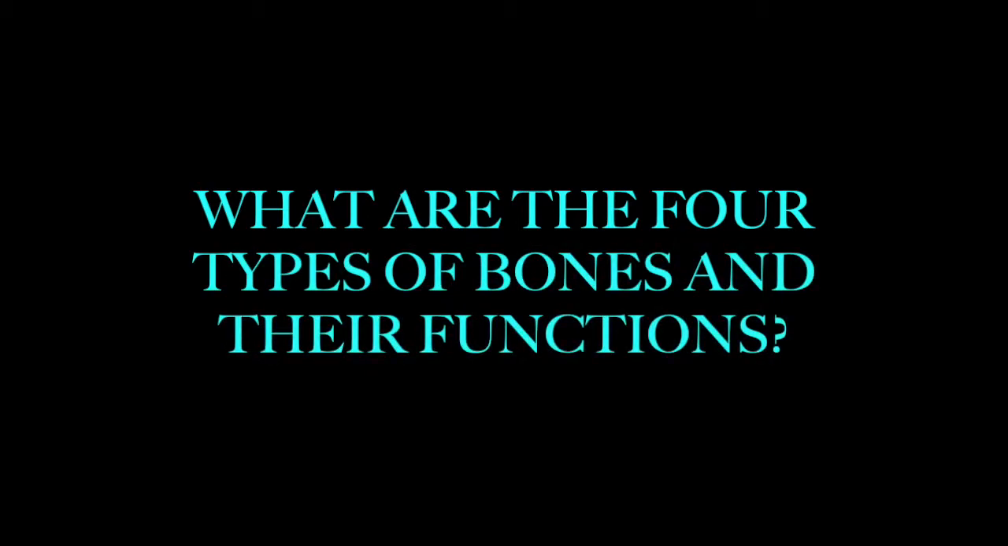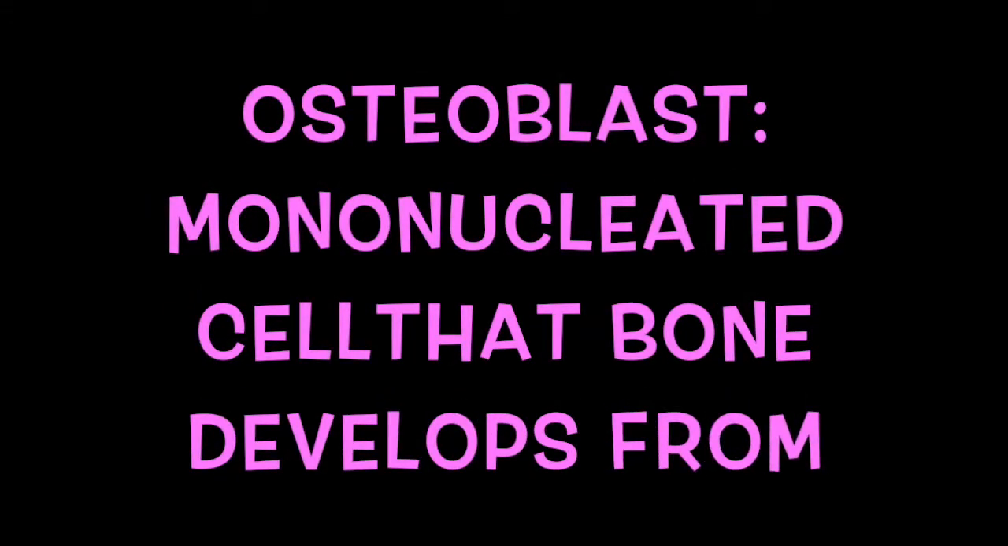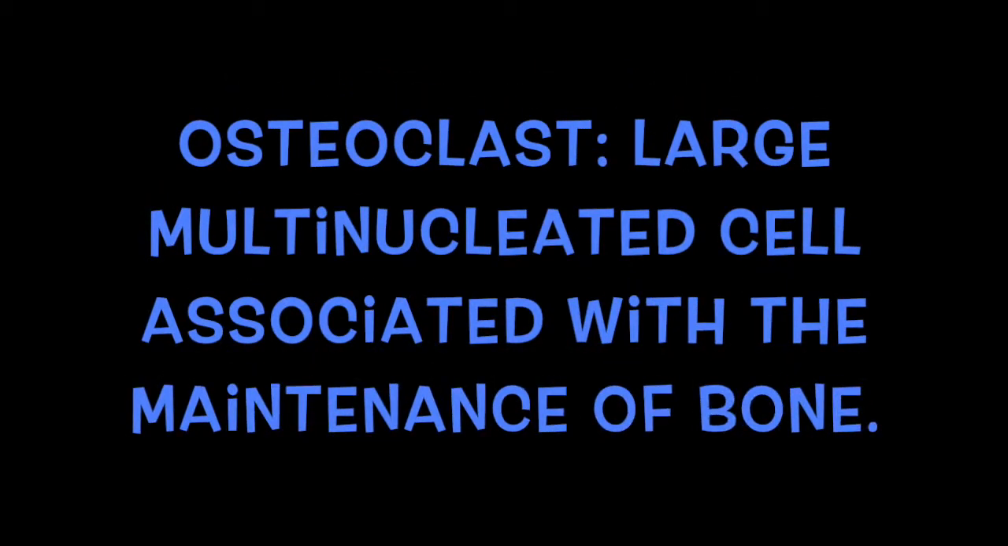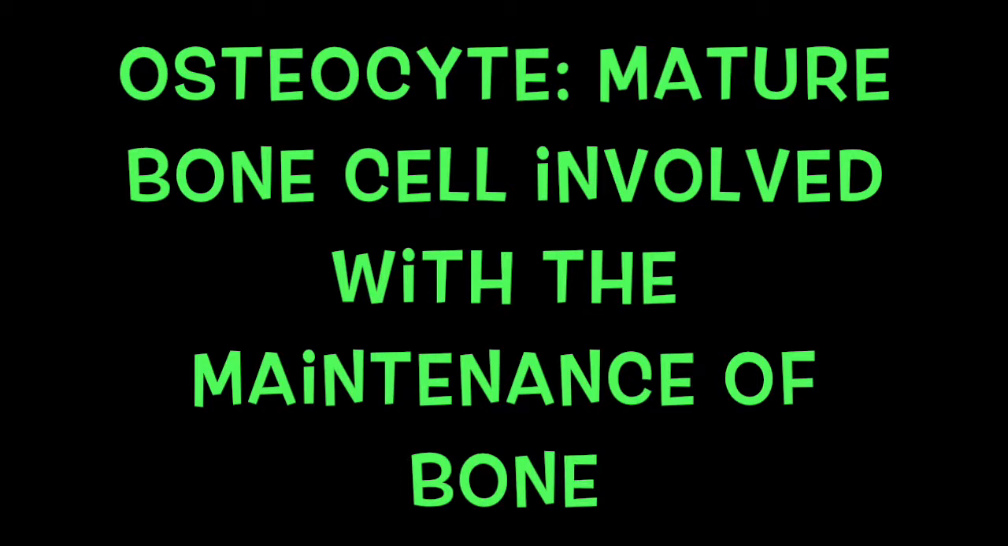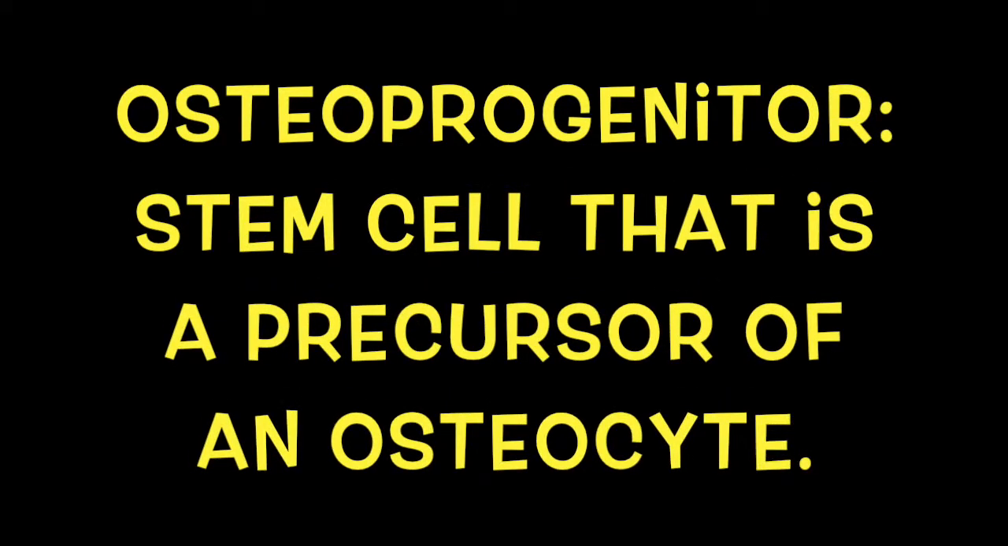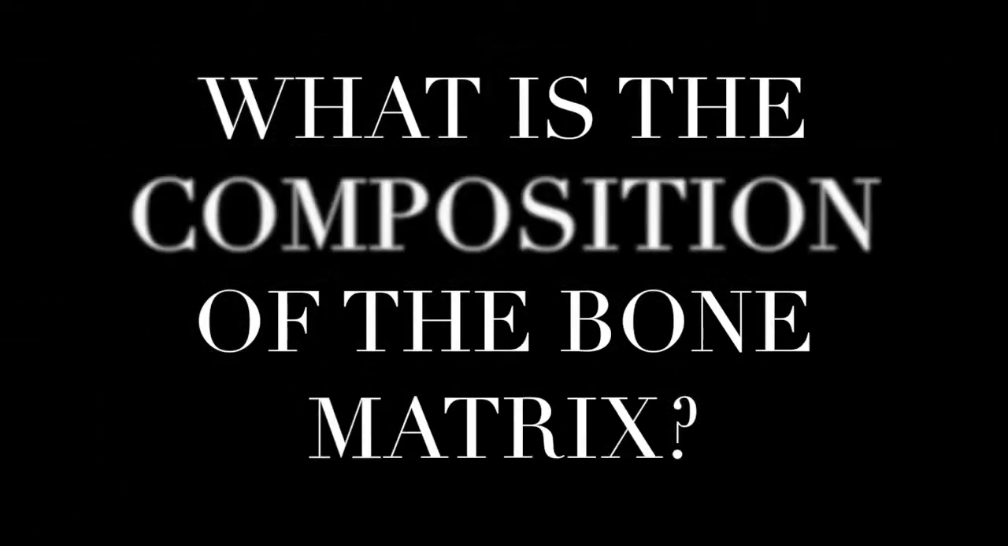We are now meeting with specialist Dr. Babin. What are the four types of bone cells and their functions? An osteoblast is a mononucleated cell that bone develops from. An osteoclast is a large multinuclear cell associated with the resorption of bone. An osteocyte is a mature bone cell involved with the maintenance of bone. And lastly, an osteoprogenitor is a stem cell, a precursor of an osteoblast.